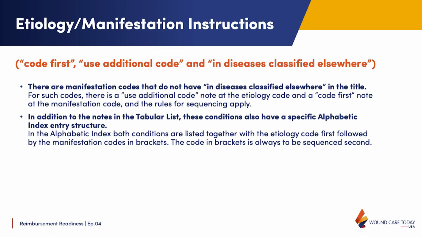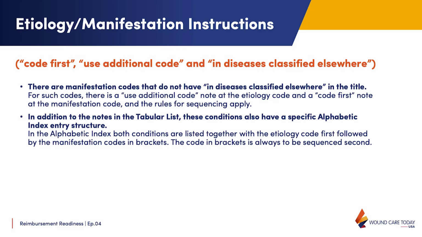You also saw the instruction use additional code. So when you looked up a diabetic ulcer, you saw a note that says use additional code at the etiology code and a code first note at the manifestation code. So when you were looking at the ulcer codes, it told you to code first, basically the underlying condition. So that means that needs to appear as the first listed code, and then the use additional code to describe the manifestation code. There are manifestation codes that do not have in diseases classified elsewhere in their titles.